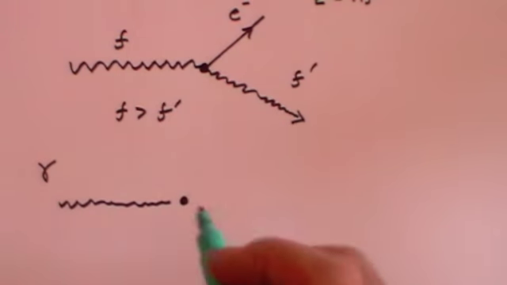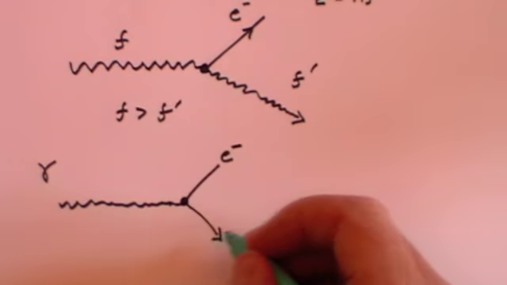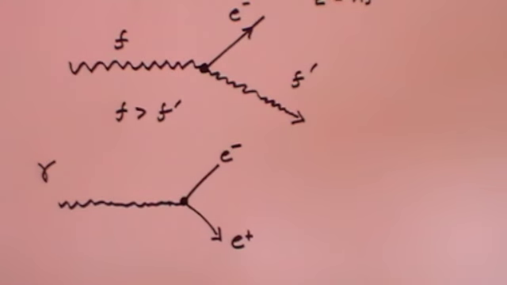This is where a gamma ray doesn't hit anything, it simply comes to a point where it has the energy to create an electron and a positron. That is called pair production. A photon gives up its energy to create two new particles that were never there in the first place.